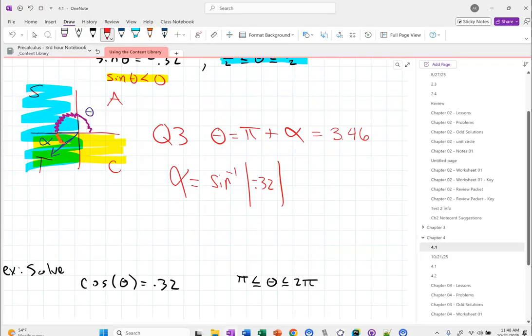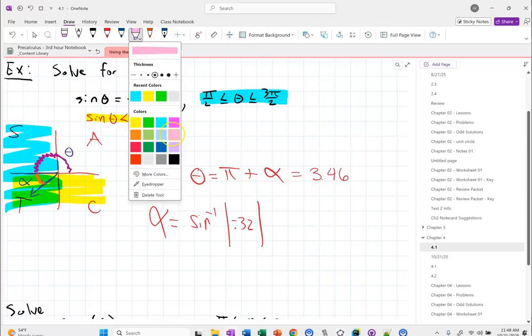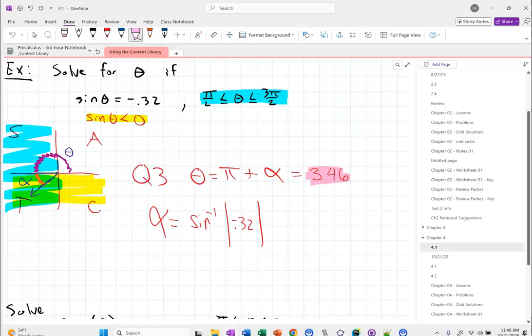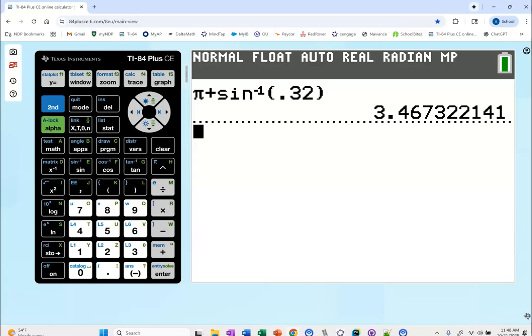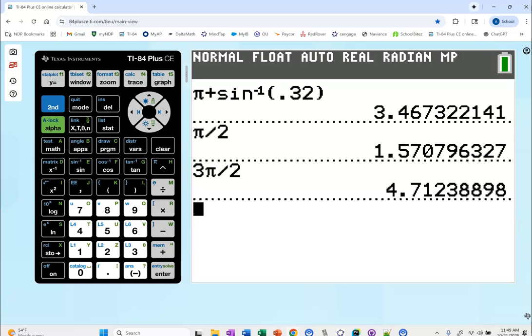Now, let's check our work. Nice to be able to check our answer. So our check has two parts. Check one: does this number live in between these two? Well, you probably can't just look at it and tell. So let's write pi over 2 as a decimal, and then 3 pi over 2 as a decimal. Does 3.46 live in between those? Yes. So we're good there.